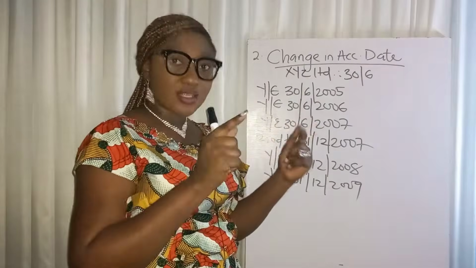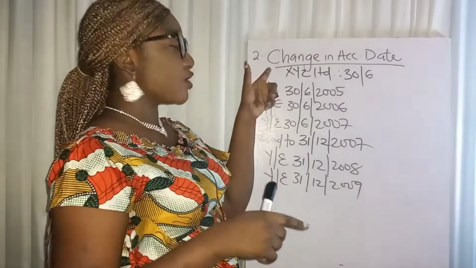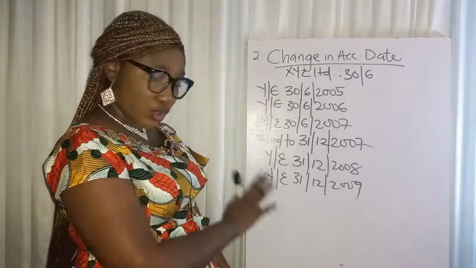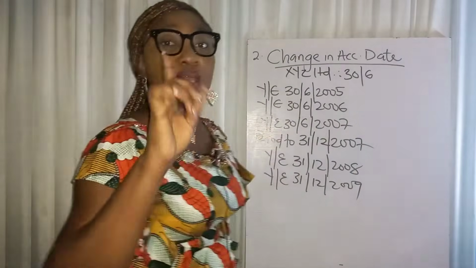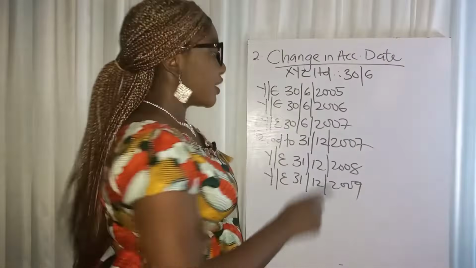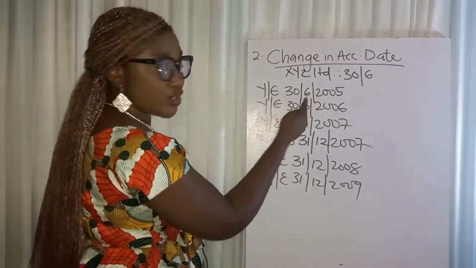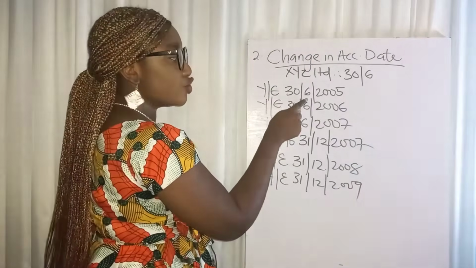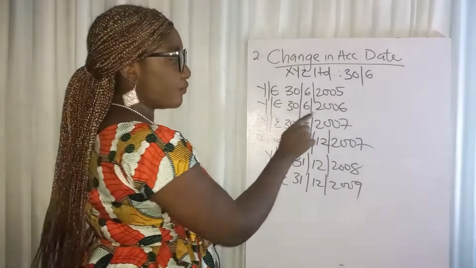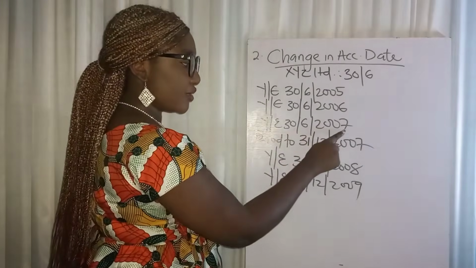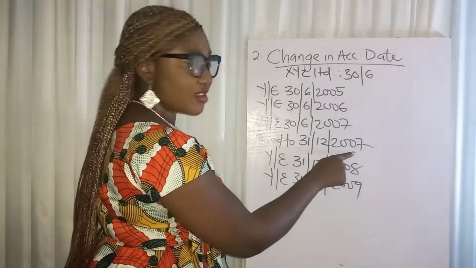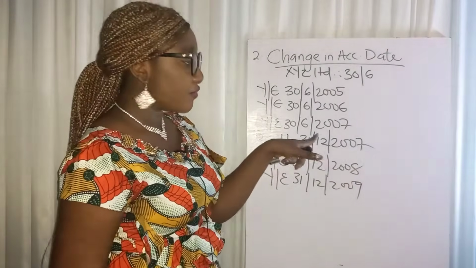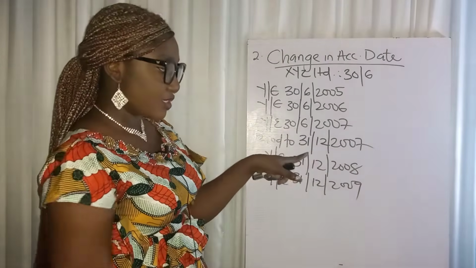Once they change it, the tax law that governs change in accounting date under basis period would also apply to this situation. Do you understand? So the first thing is to identify the year of failure. Ask yourself, did they fail in this year, 2005? They didn't fail. They reported at 30th June 2005. Did they fail in 2007? They didn't fail. Did they fail in 2008? They failed. Some people can pick 2007 as their year of failure. They didn't fail in 2007. They failed in 2008. Can you see?